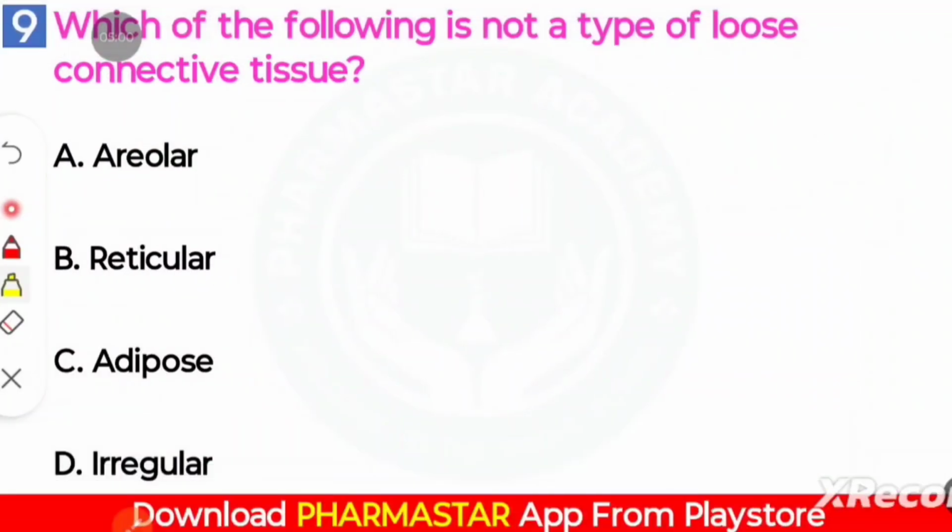Next question. Which of the following is not a type of loose connective tissue? Option A, areolar; B, reticular; C, adipose; D, irregular. Areolar, that is the most common type of loose connective tissue. It holds organs in place and attaches epithelial tissue to underlying structures.